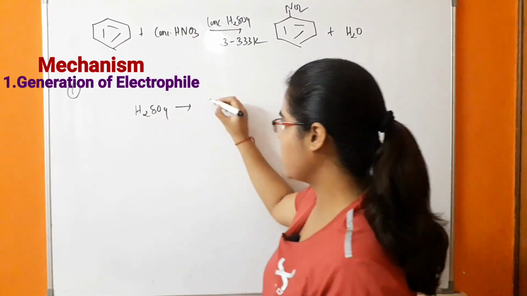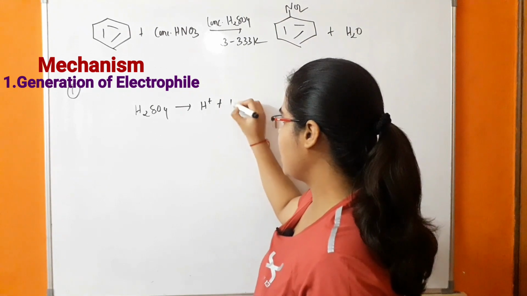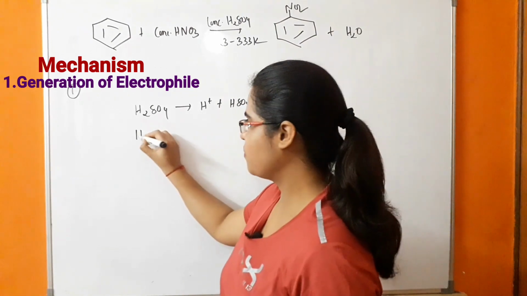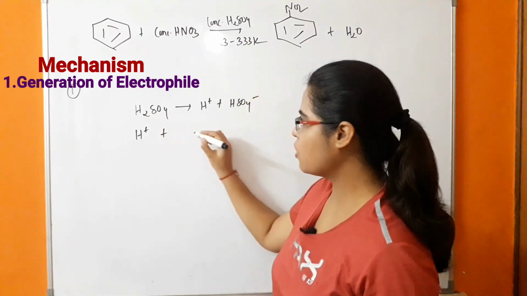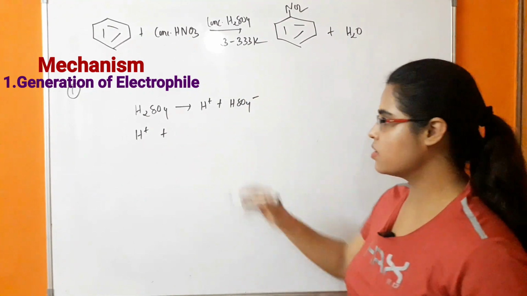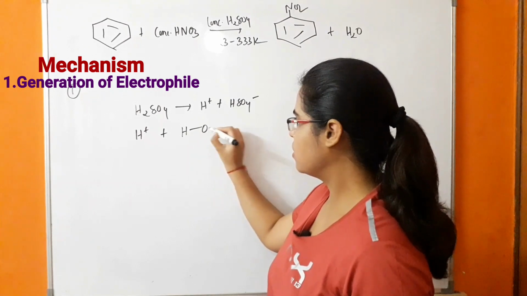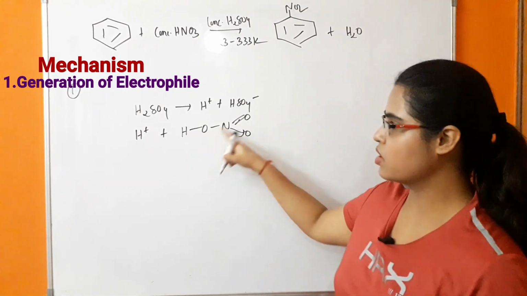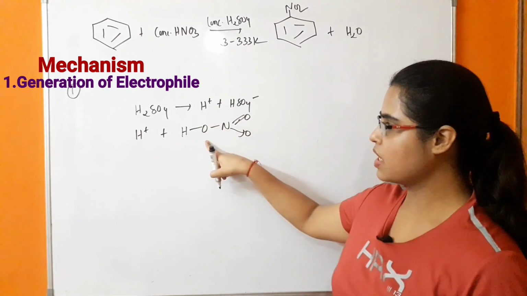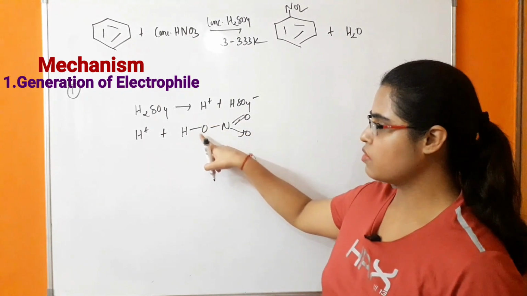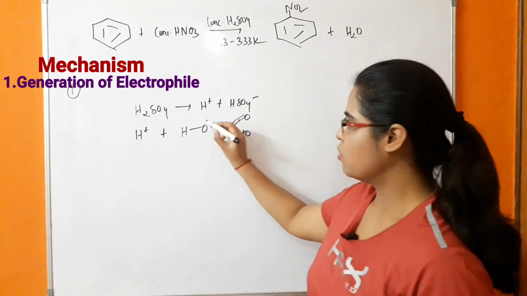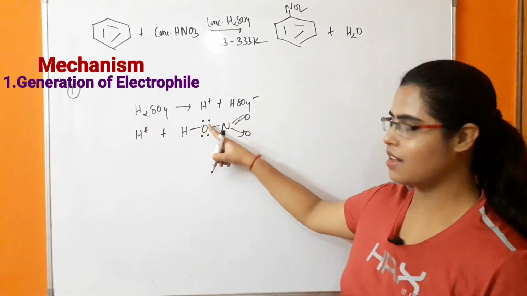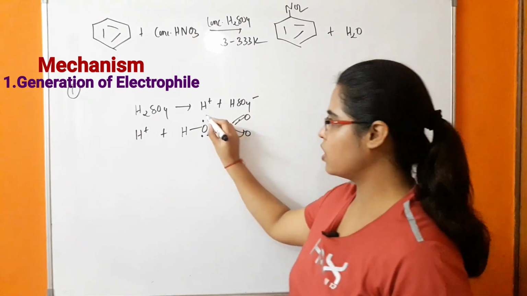H2SO4 will ionize to H plus and HSO4 minus. This H plus then attacks HNO3, because we know that in the case of HNO3 there are 3 oxygens. So what is happening in this case? This oxygen which is attached to the hydrogen has a lone pair, so this electrophile will be attracted by the lone pair.